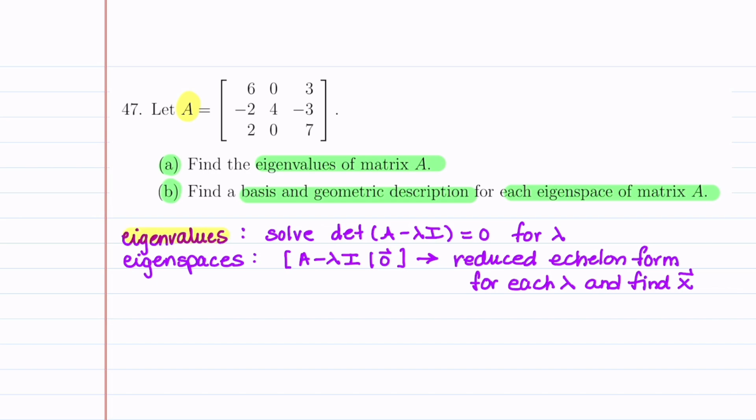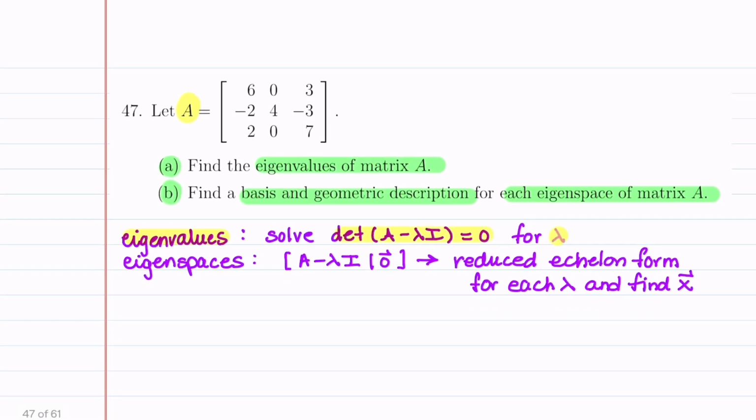Let me tell you exactly how we're going to do this. To find the eigenvalues, we're going to solve the equation determinant A minus lambda I is equal to 0 for our eigenvalue lambda. To find the eigenspaces, we're going to put A minus lambda I in a matrix and augment it with 0, and then we're going to put that matrix in reduced echelon form and find X for each lambda. That's going to take a little bit of time. Let's go ahead and start by finding the eigenvalues.